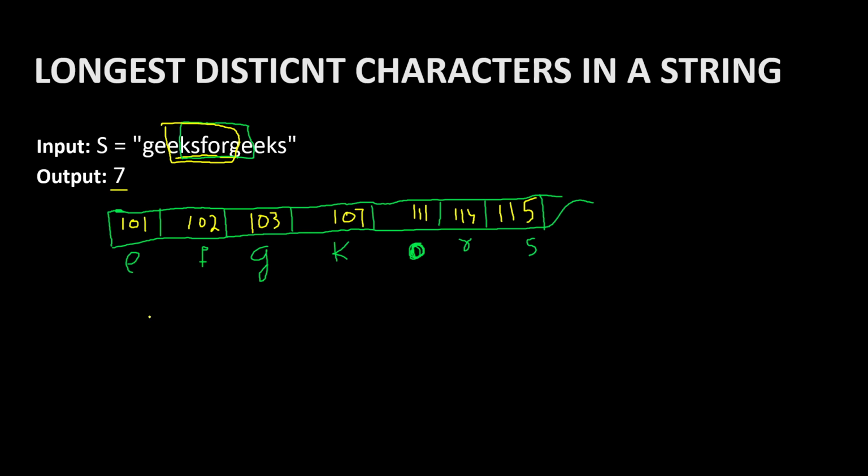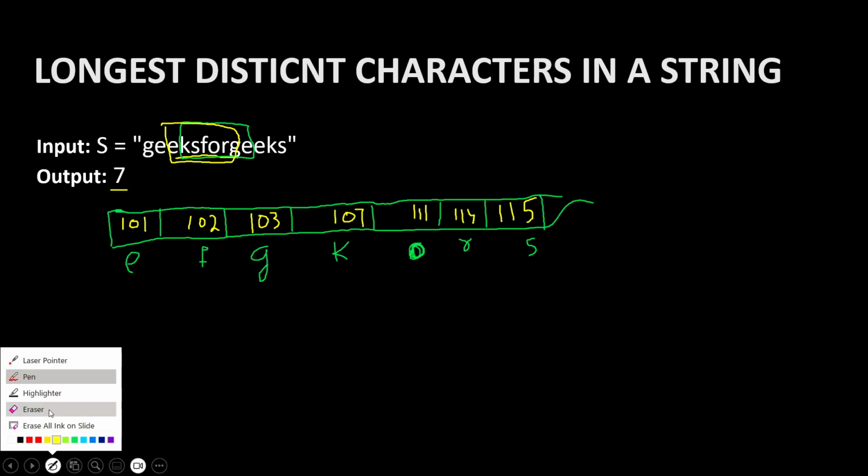Now how can we find those longest distinct characters is the question. I hope we now know what the longest distinct character substring in a string is. The unique characters in a row should be present, and that should be the maximum in the whole string. Now let's discuss the approach in terms of coding.